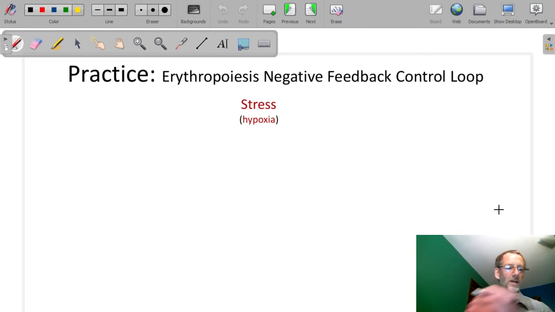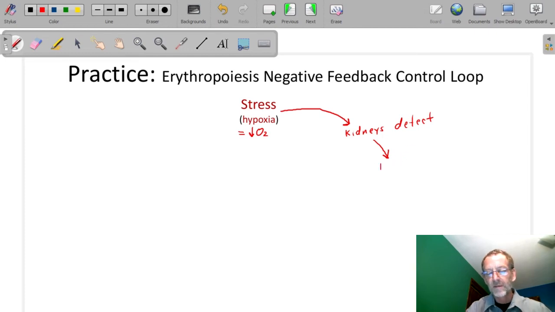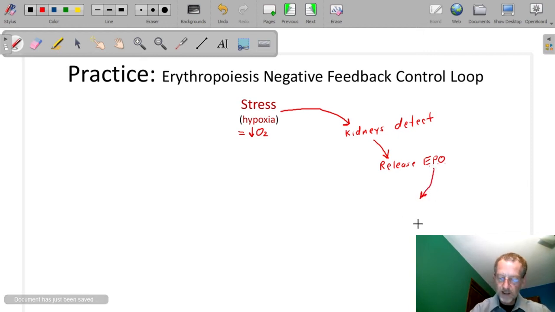So let's just work through the loop. Start with the stress and define the stress. And our stress is low oxygen in the blood. And then somebody needs to detect that. So those are the kidneys. Kidneys detect. And the kidneys release EPO into the bloodstream. EPO is a hormone. And EPO then targets stem cells in the red bone marrow.